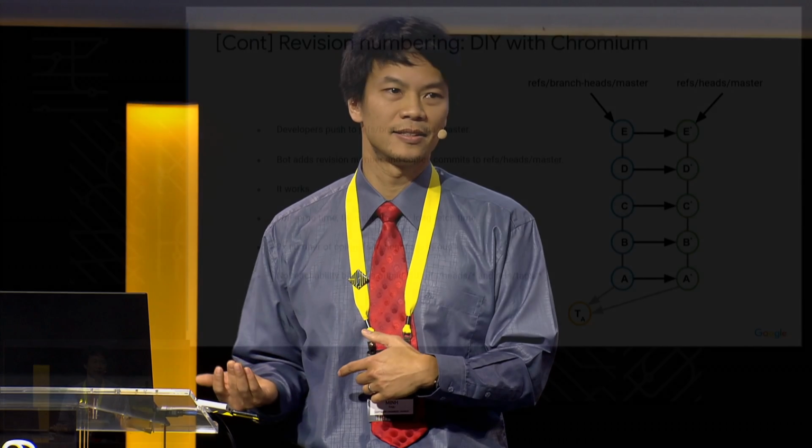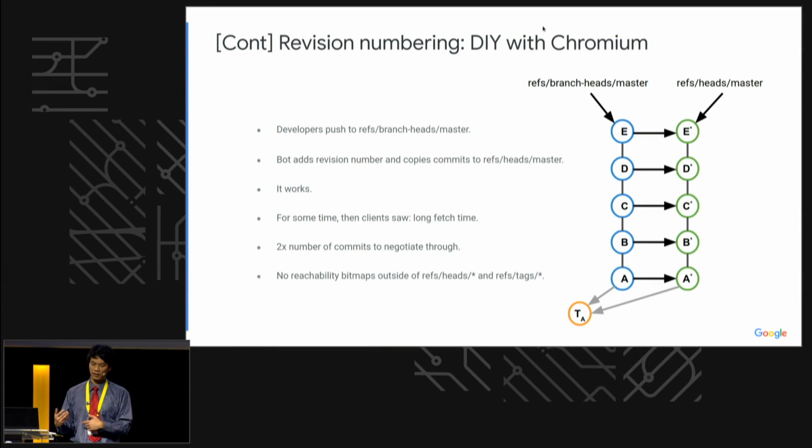Another problem that was not transparent to the client was that in the Google implementation of the server, we do not have reachability bitmaps outside of ref heads and ref tags. So something in the refs branch head master will require a full ref walk to check. And if you have a deep history, that can be very expensive. Now, there's something that we can do from the server side to include this in the reachability bitmap to make that happen.